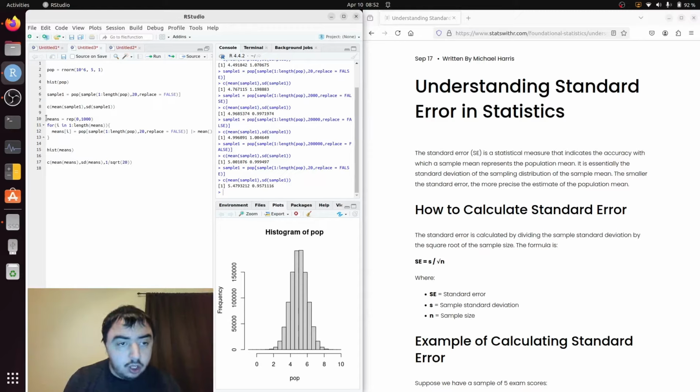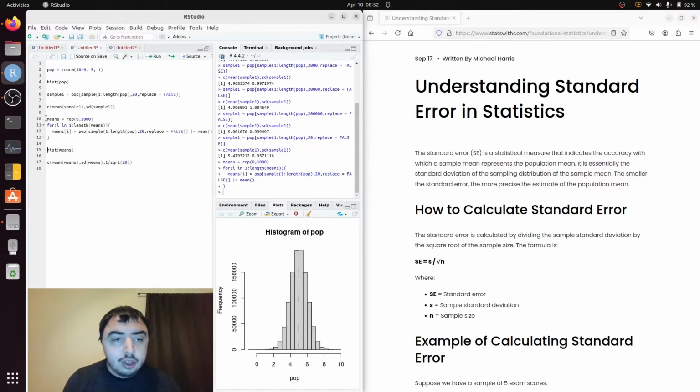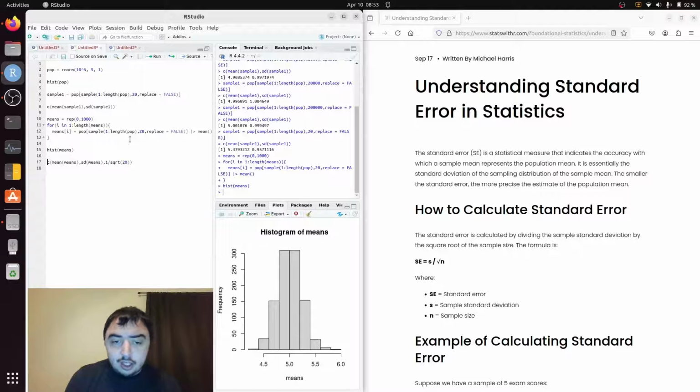I'm going to go ahead and run that. Okay, so now we have 1,000 sample means. Each time we sampled 20 individuals from the population, and we took the mean of that. And we did that over 1,000 times, and we got this distribution.